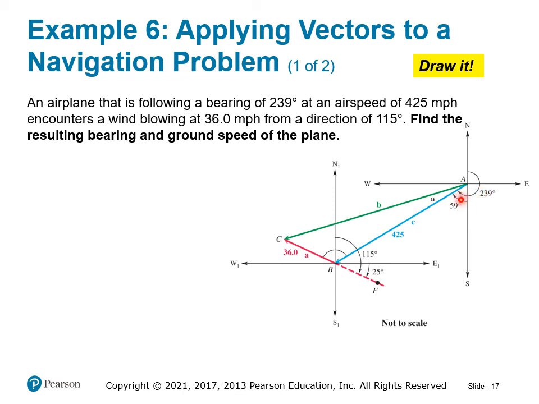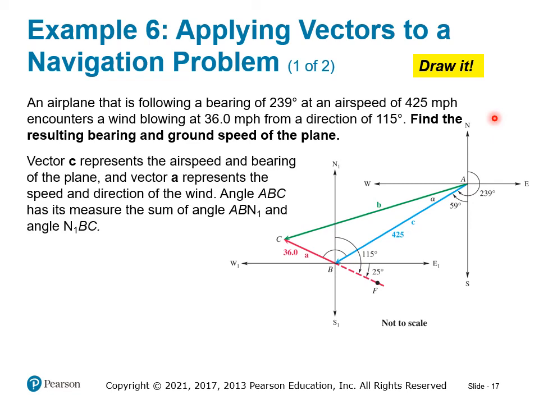Notice angle A is the angle we're trying to find. That's the bearing. No, sorry, that's 239. We are trying to find that 239 plus alpha. That'll give us the bearing, and then we're trying to find the magnitude of side, vector B. Vector C represents the airspeed and bearing. Vector A represents the speed and direction of the wind.